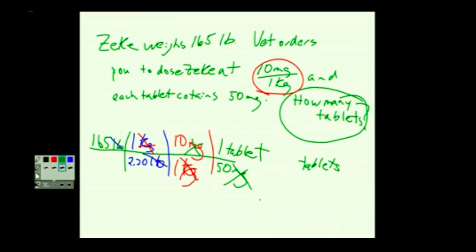Now the easiest part is what? Multiply, multiply, divide. How many tablets do you have to stuff down poor Zeke's throat? 15. How many? 15?